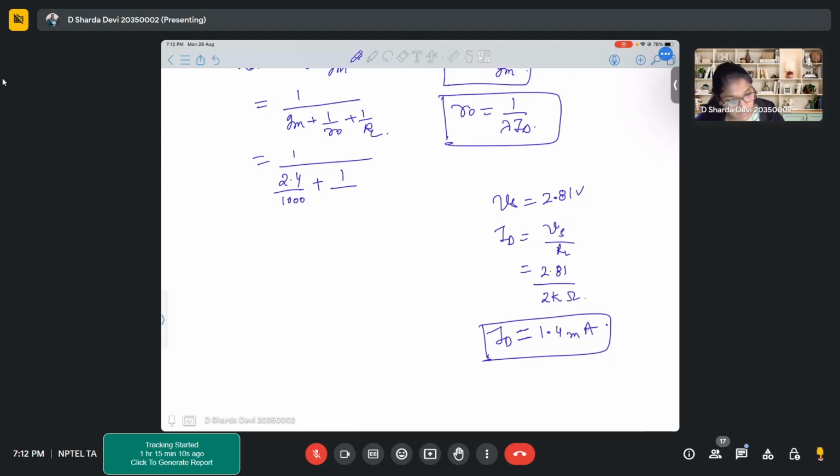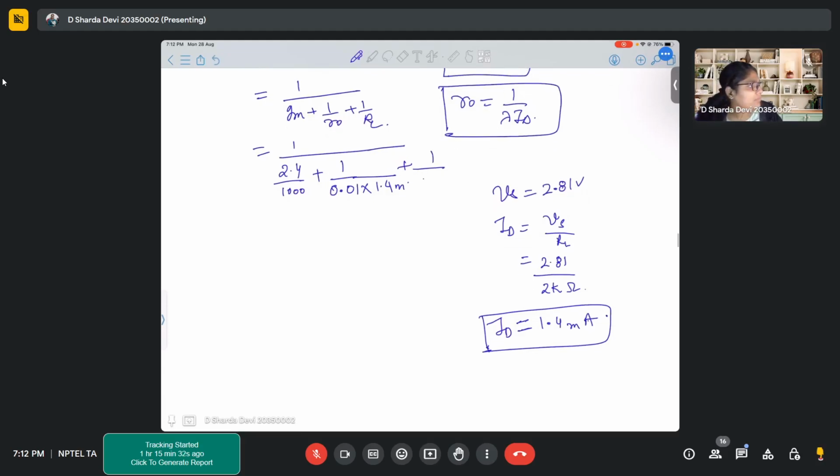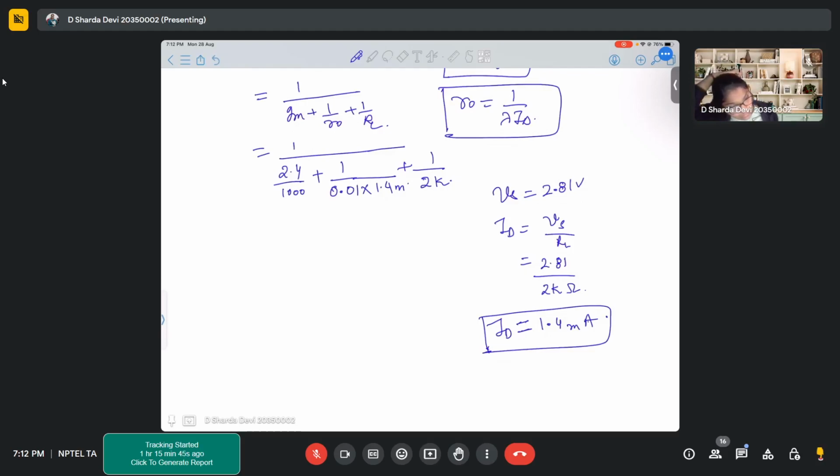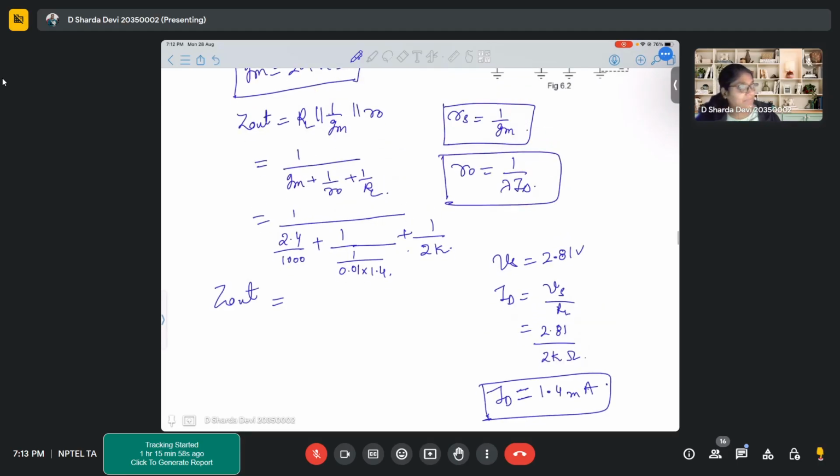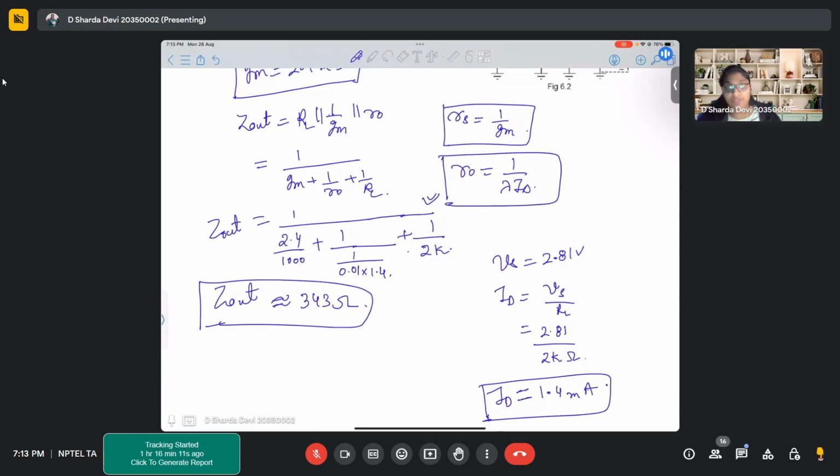Lambda is 0.01 into 1.4 milli. This is plus 1 by 2K. Okay, here it is: 1 by 0.01 into 1.4. So the resultant Z out that you actually get, after solving this, is equal to 343 ohms. When you solve this, you will get a Z out of 343 ohms.